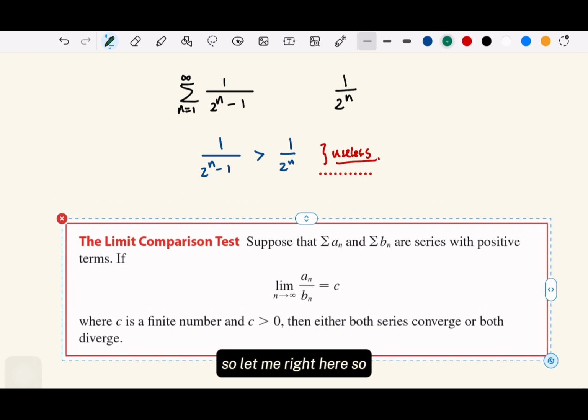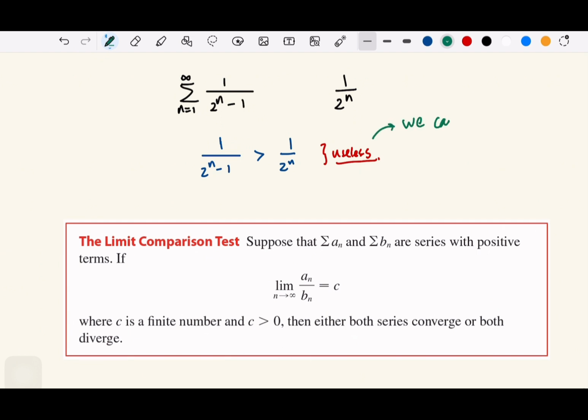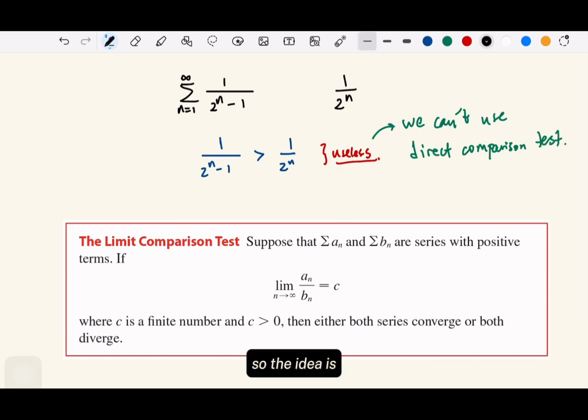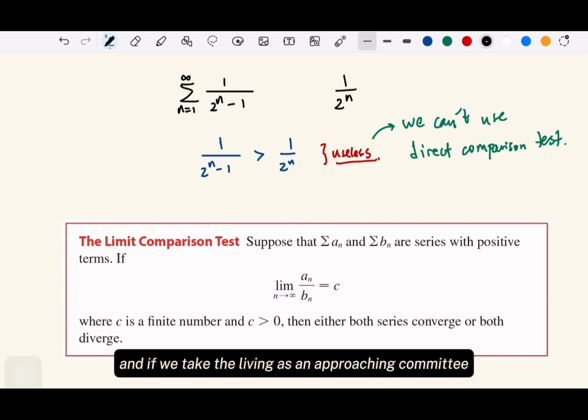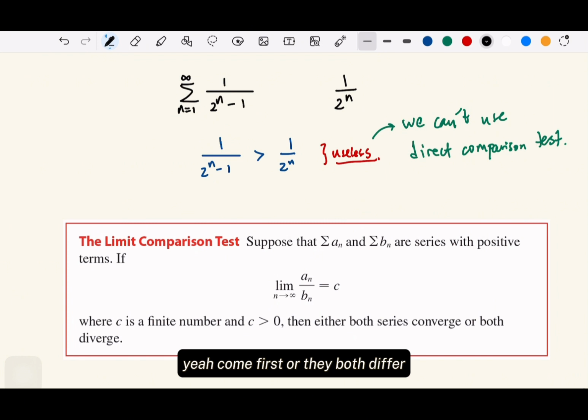So let me write it here. The idea is, suppose that A and B are series with positive terms, and if we take the limit as n approaches infinity of the ratio between these two, A over B, it should be equal to a constant C. So C should be a finite number and it should be positive. If this happens, then either A and B both converge, or they both diverge.